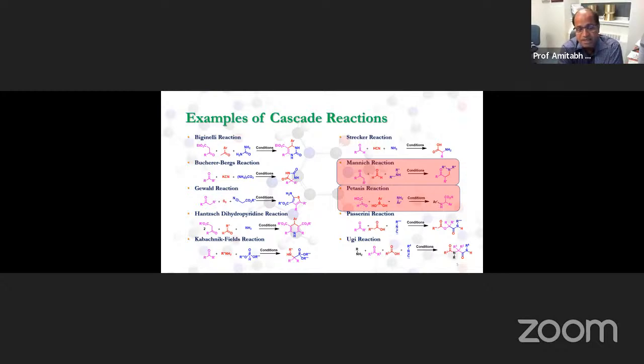The Mannich reaction is basically the reaction of an active methylene with formaldehyde or a non-enolizable aldehyde and an amine to do the aminomethylation on the active methylene. The Petasis reaction basically uses an aryl boronic acid in presence of an amine and glyoxylic acid, and the product is actually an amino acid. The glyoxylic acid can be changed with some other electrophile, and accordingly new types of Petasis reaction with compounds other than amino acids can also be synthesized.